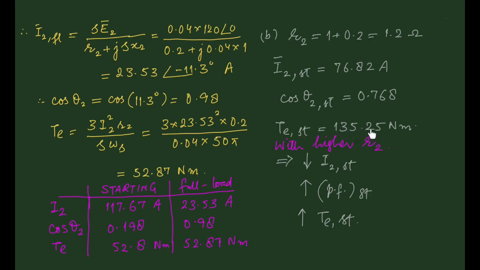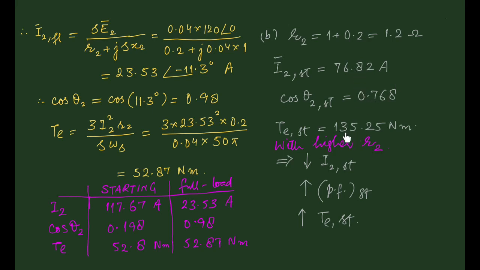and the starting torque is 135.25 Newton meter. Therefore what we see with higher rotor resistance, we can compare it with this value. The starting current gets decreased with higher rotor resistance. The starting rotor power factor is improved, it's quite high. This is the reason why the rotor current gets decreased, because the power factor improves.